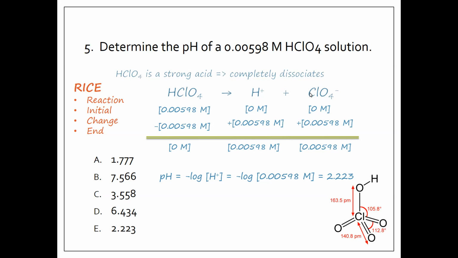And since this is a 1-to-1 mole ratio, we're adding the same amount of the ClO4. So all this is used up till there's nothing left, and it creates the same amount of the hydronium concentration as well as the ClO4 because of that 1-to-1 mole ratio. So if this is the concentration of the H plus at the end, when the reaction is done and goes to completion, we can take the negative log of that to get the pH. So if we take the negative log of that value, that's where we're getting 2.223. So that's how we're getting the answer for E for number 5.